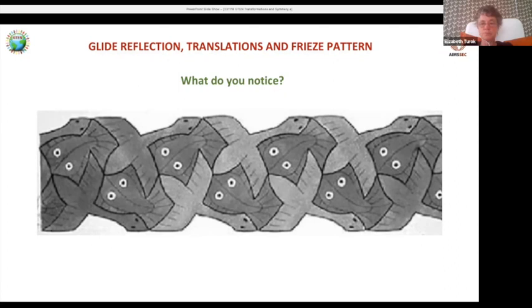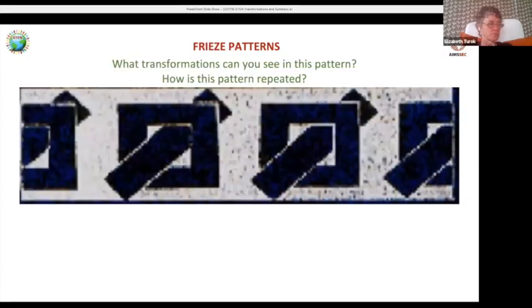It's Escher, a picture by Escher, and the sort of pattern that we're looking at is called a frieze pattern, because it's a strip pattern. It could go on and on, repeating the same continuous pattern as you see a piece of it there. We're going to look at a succession of patterns now, and Elizabeth's going to talk about this first one. Right, what transformations can we see in this pattern, and how is the pattern repeated?